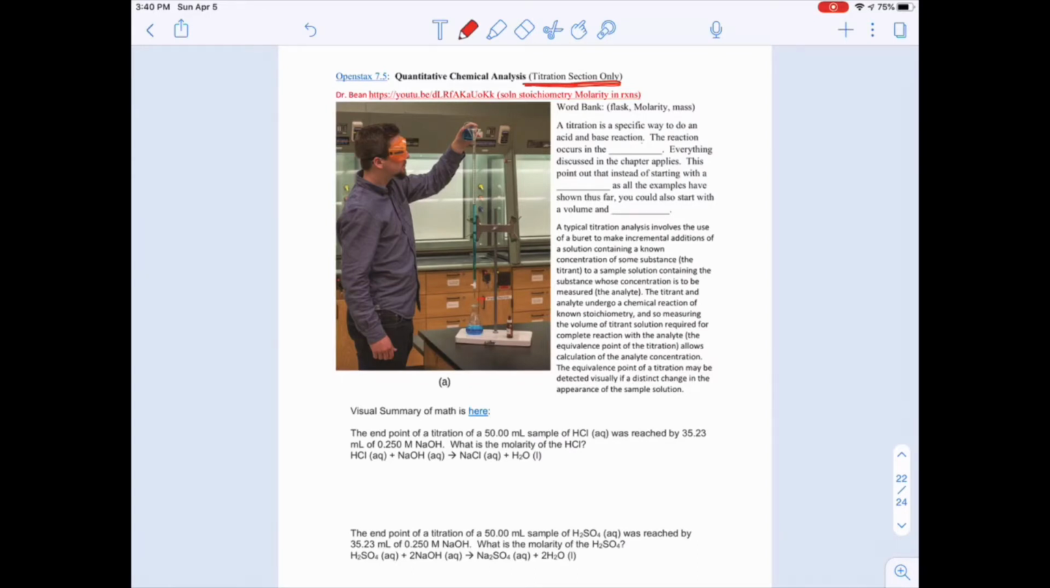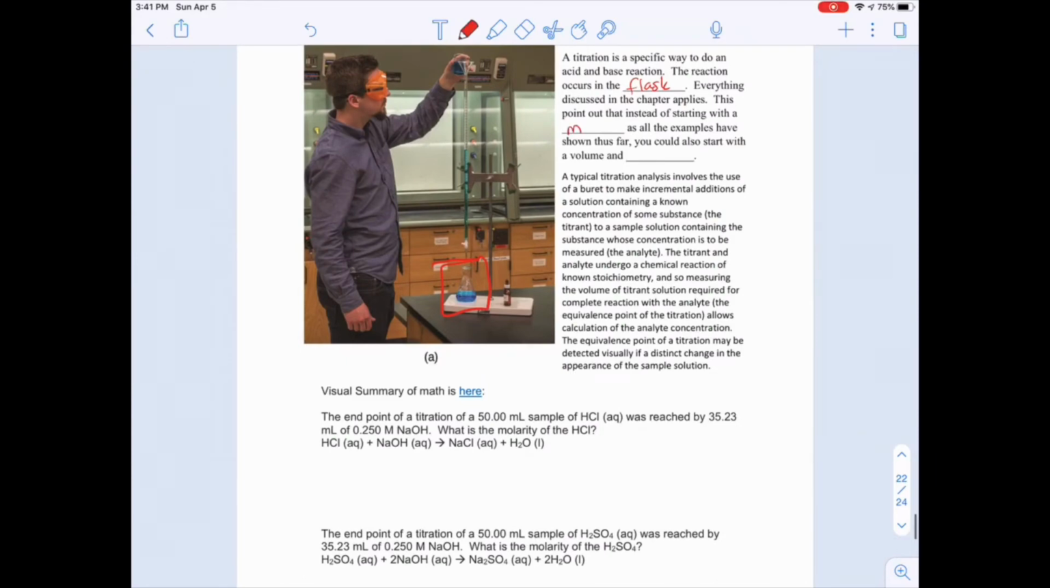The reaction occurs in here. It occurs in the flask. So everything discussed in the chapter applies to this reaction. So everything up to this point, it's all the same. But this is to point out that instead of starting with a mass, because the examples so far have started with a gram amount, you could also start with a volume and a molarity. So this is bringing chapter 6 into this part of the video.